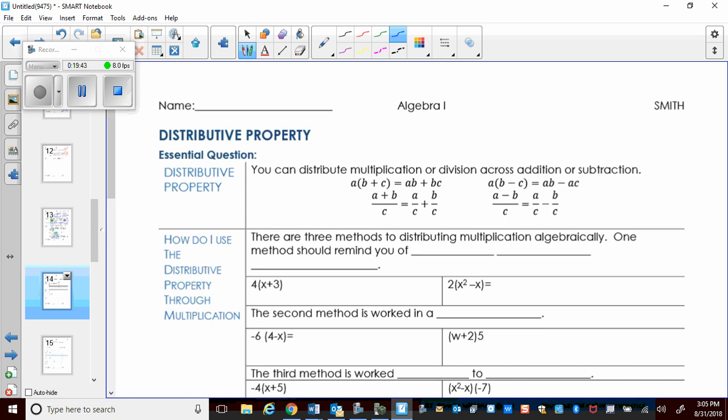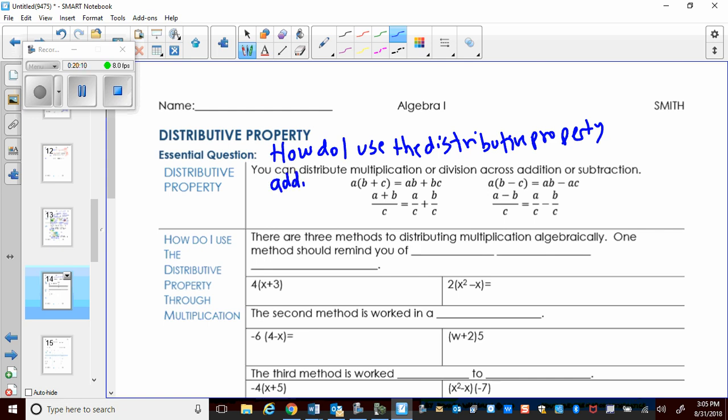The next part we're going to work on is the distributive property. So the essential question is, how do I use the distributive property? Well, you could use it across addition. You could use it across subtraction. And this is just multiplication. I like to use a dot for multiplication.